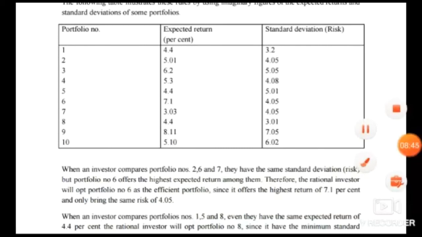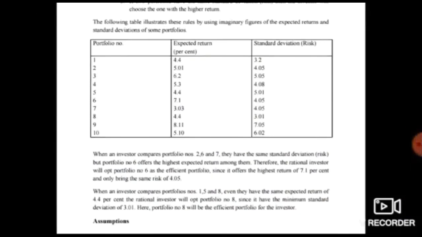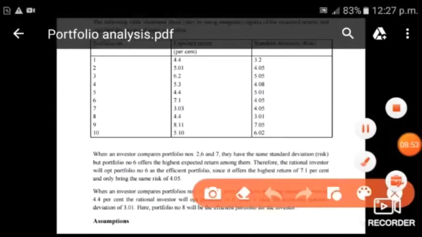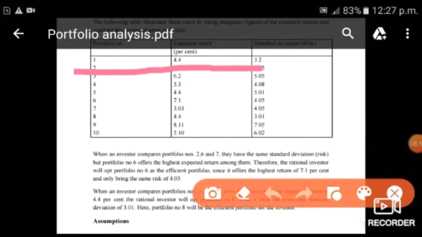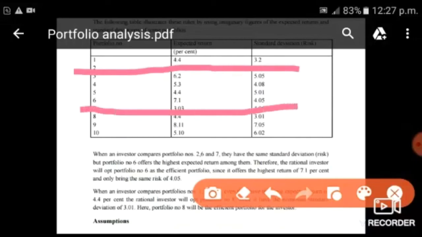So portfolio 6 will dominate over the others, and portfolio 6 will be the efficient portfolio and the others will be the inefficient portfolios. That is, we are cancelling out 2 and 7 because they are inefficient portfolios and 6 is the efficient portfolio. Okay.